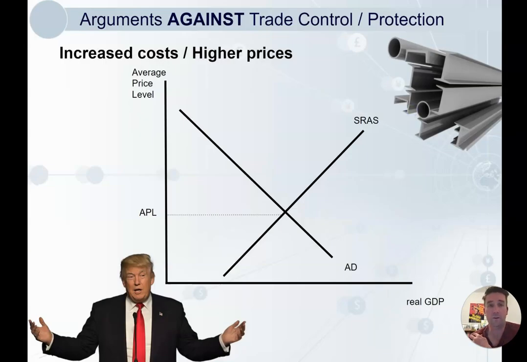Okay, increased costs, higher prices. So what happened in the US? They put tariffs on steel and aluminium. They're inputs. They make a lot of things out of steel and aluminium. So increased costs of production, we know this diagram, that increases prices. Everything that used steel and aluminium became more expensive, so it really hurt the economy in that way quite a bit. So SRAS shifts to the left, higher price level, and growth and unemployment would not go well either.